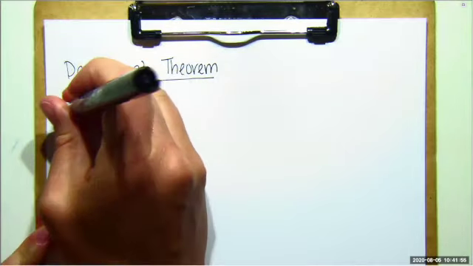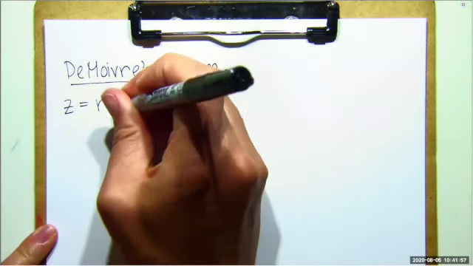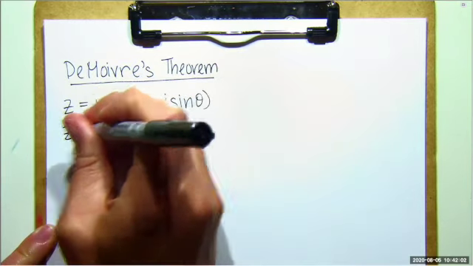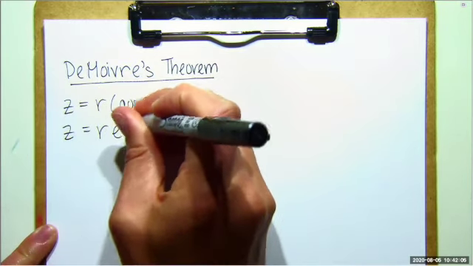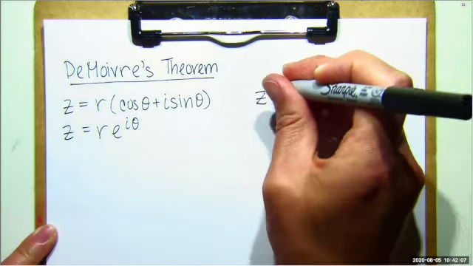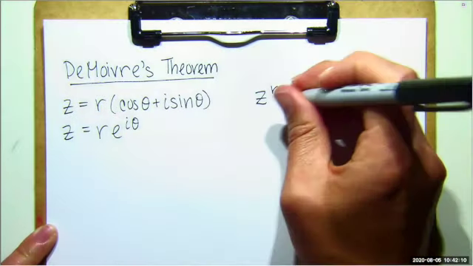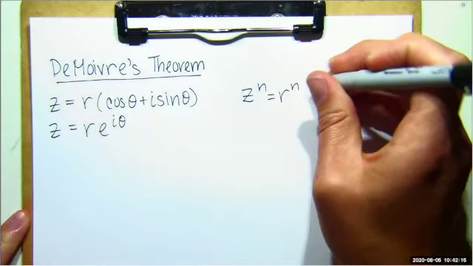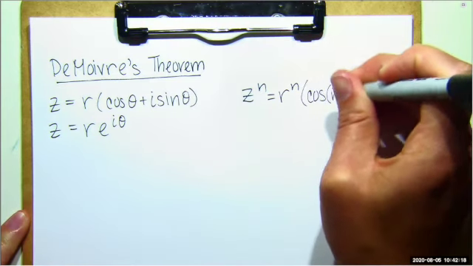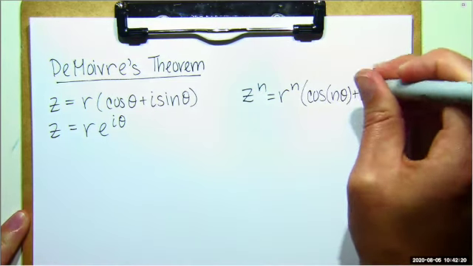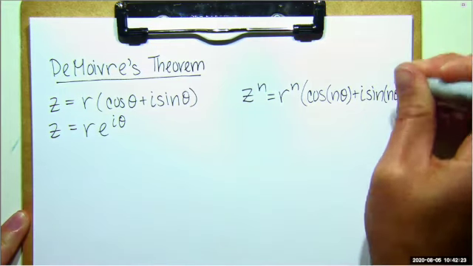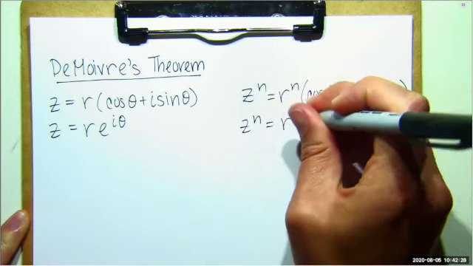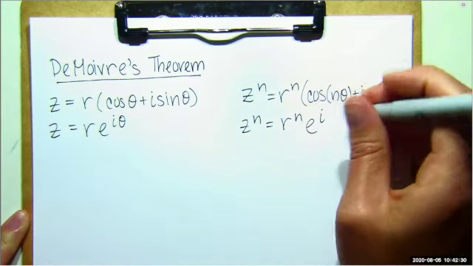So if we have z is equal to r cosine of theta plus I sine of theta, or in exponential form, we have r e to the I theta. If we take a complex number to the power n, de Moivre's theorem says that this is equal to r to the n times cosine of n theta plus I sine of n theta. And if it's in exponential form, we have z to the n is equal to r to the n times e to the I n theta.